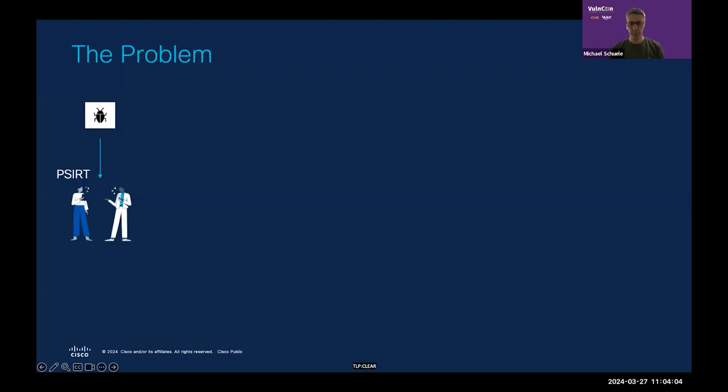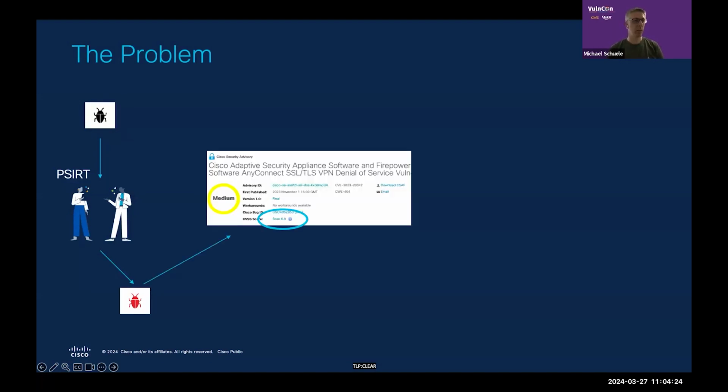And eventually, we confirm this is actually a vulnerability, and the PSIRT process starts to further work that vulnerability. That process includes calculating CVSS scores. Eventually, we assign a CVE to it, and then finally, at some point, we disclose that vulnerability, which we typically do via a security advisory.